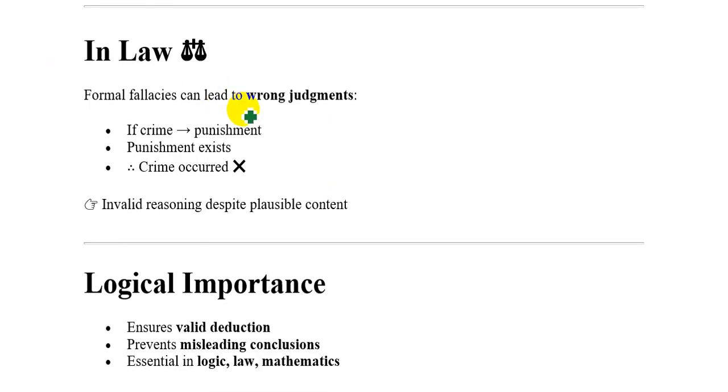So formal fallacies can lead to wrong judgments. For example, if crime occurs, then it will lead to punishment. Punishment exists, therefore crime occurred. This is a wrong inference. Again, which one is this? This is affirming the consequent. The invalid reasoning despite plausible content.